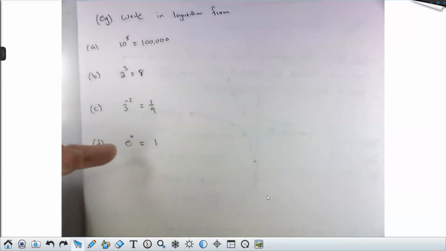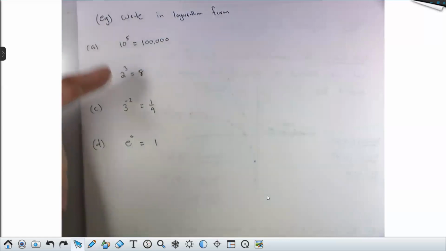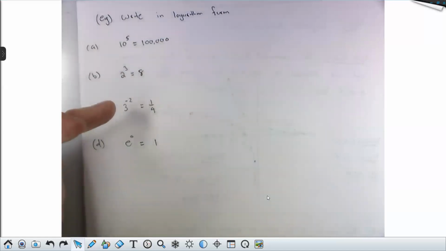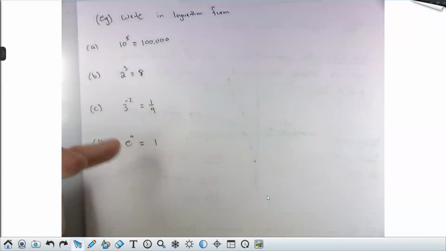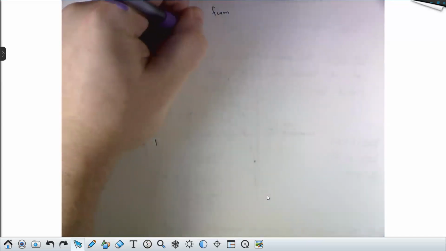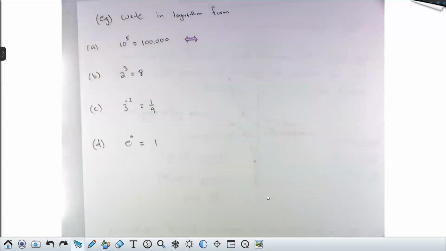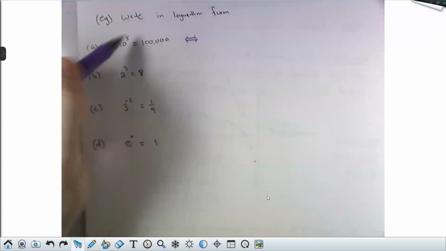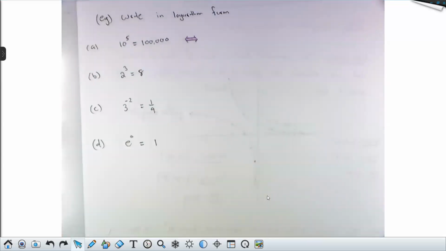Each of these is a true statement, right? 10 to the 5 is 100,000. 2 cubed is 8. 3 to the negative 2 is 1/9, and e to the 0 is 1. There's nothing to solve for here. But I can rewrite each true statement about powers as a true statement about logarithms. So I'd like you to take a look at that blue box in your notes, the one we just wrote down on the previous page, and tell me, how could I rewrite this statement as a statement about logarithms?